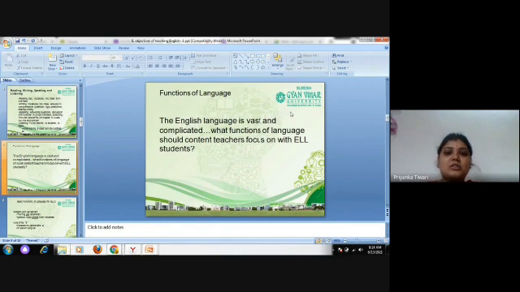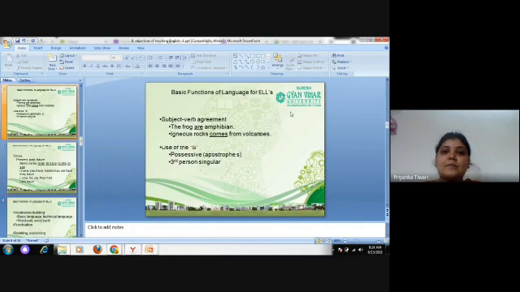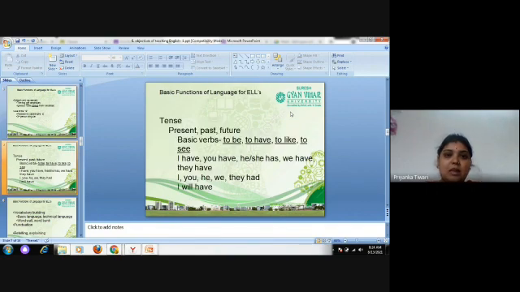So, functions of language. The English language is vast and complicated. This is not actually easy. What functions of language should content teachers focus on for ELT students? The basic foundation of language and subject-verb agreement, which is very important, then possessives, third person singular, and tenses: present, past, future, and basic verbs: to be, to have, to like, to see.